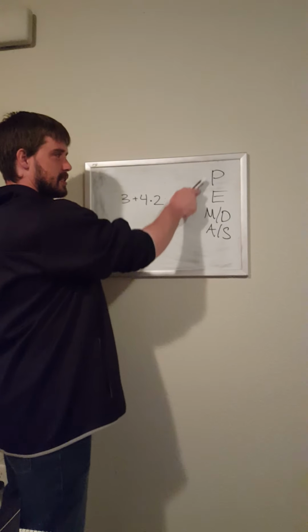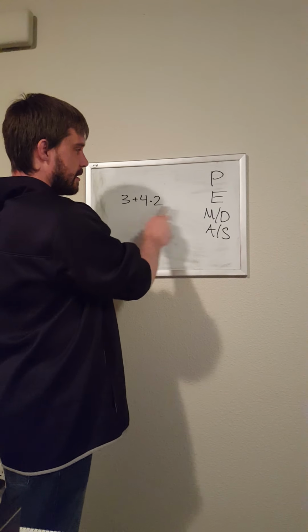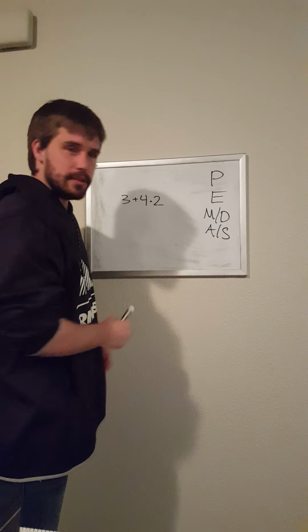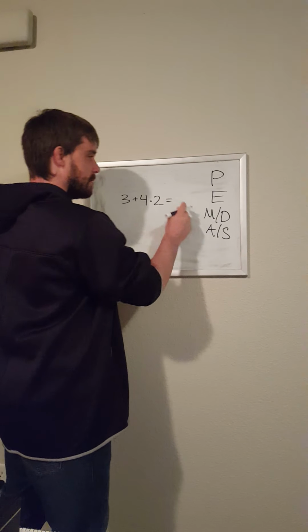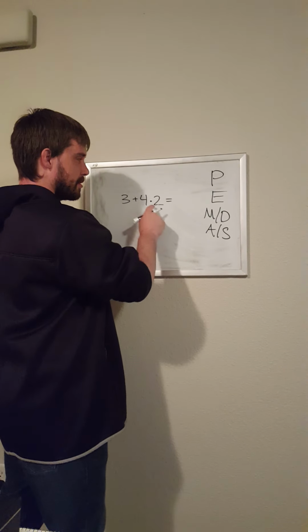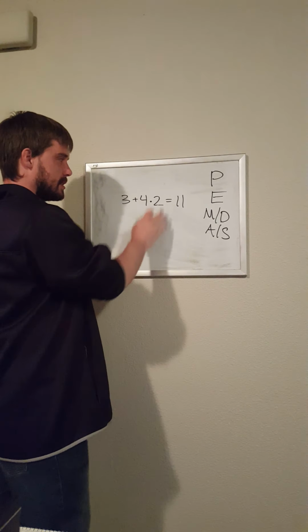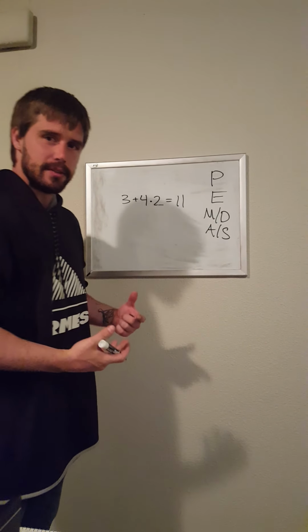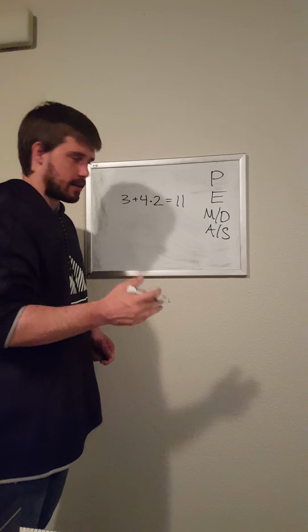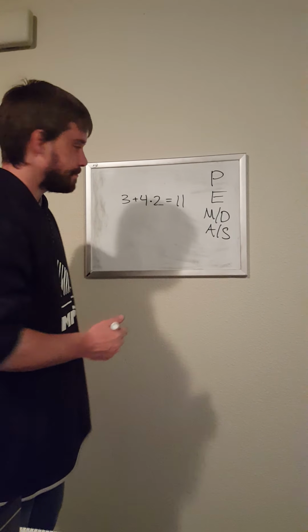So the order of operations says parentheses come first, and then exponents, and then multiplication, and then addition. So if I were to follow this, I would do the multiplication first and get 8, and then plus 3 is 11. So this expression under the order of operations says 11 is the correct answer, not 14.